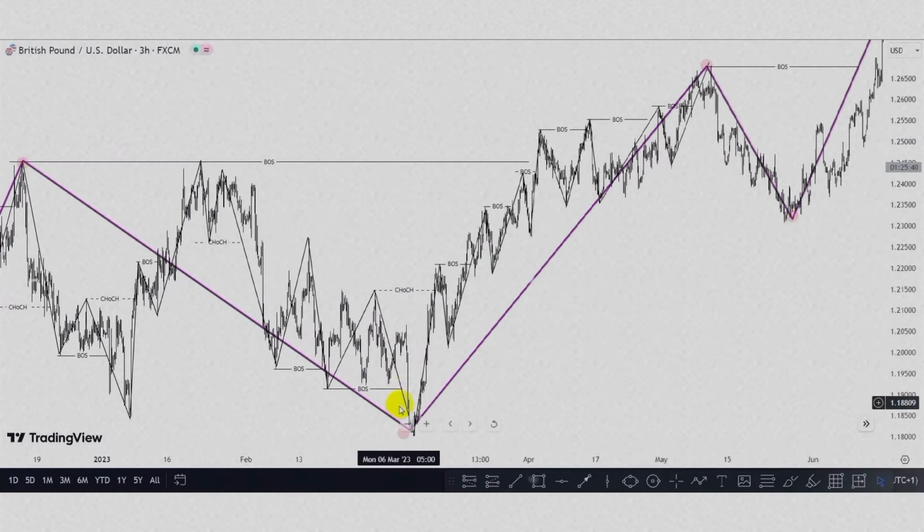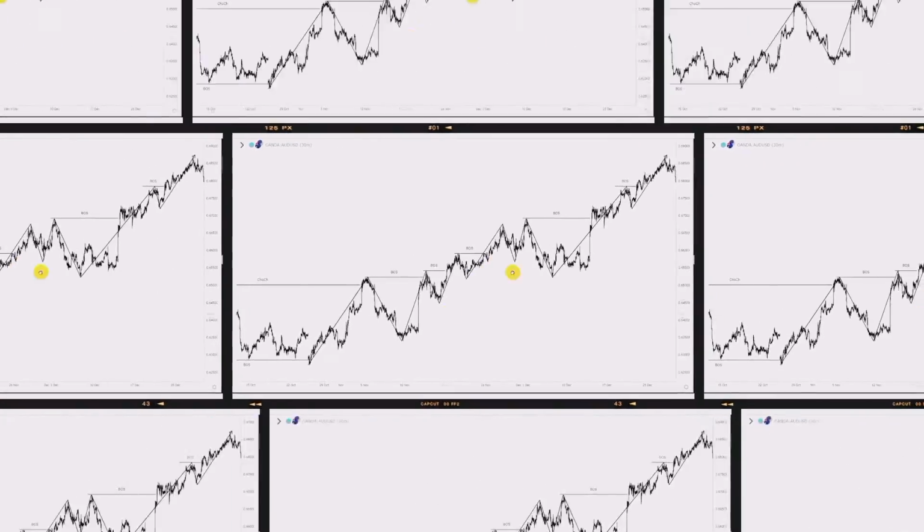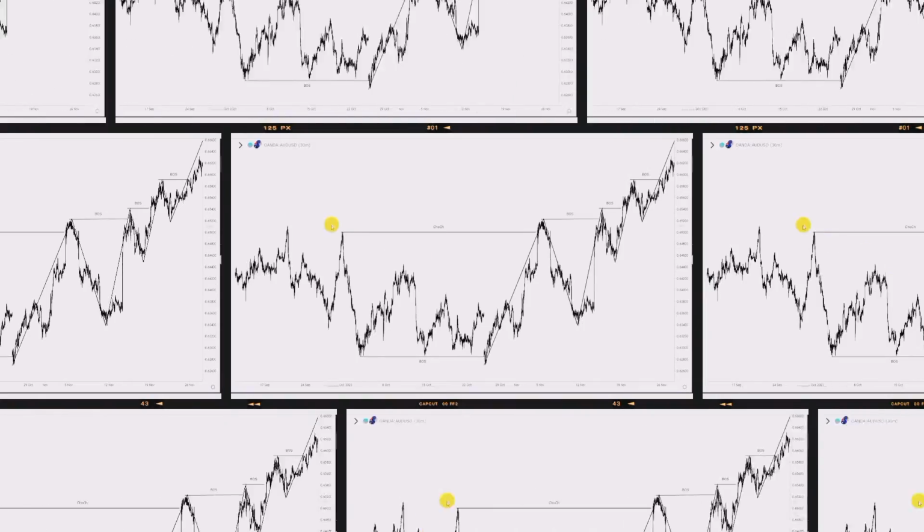So now you can see we have price come mitigate the zone. And then you see price push to the upside. And you can see that this is a lower time frame. So you see this is the 4-hour change in market character.